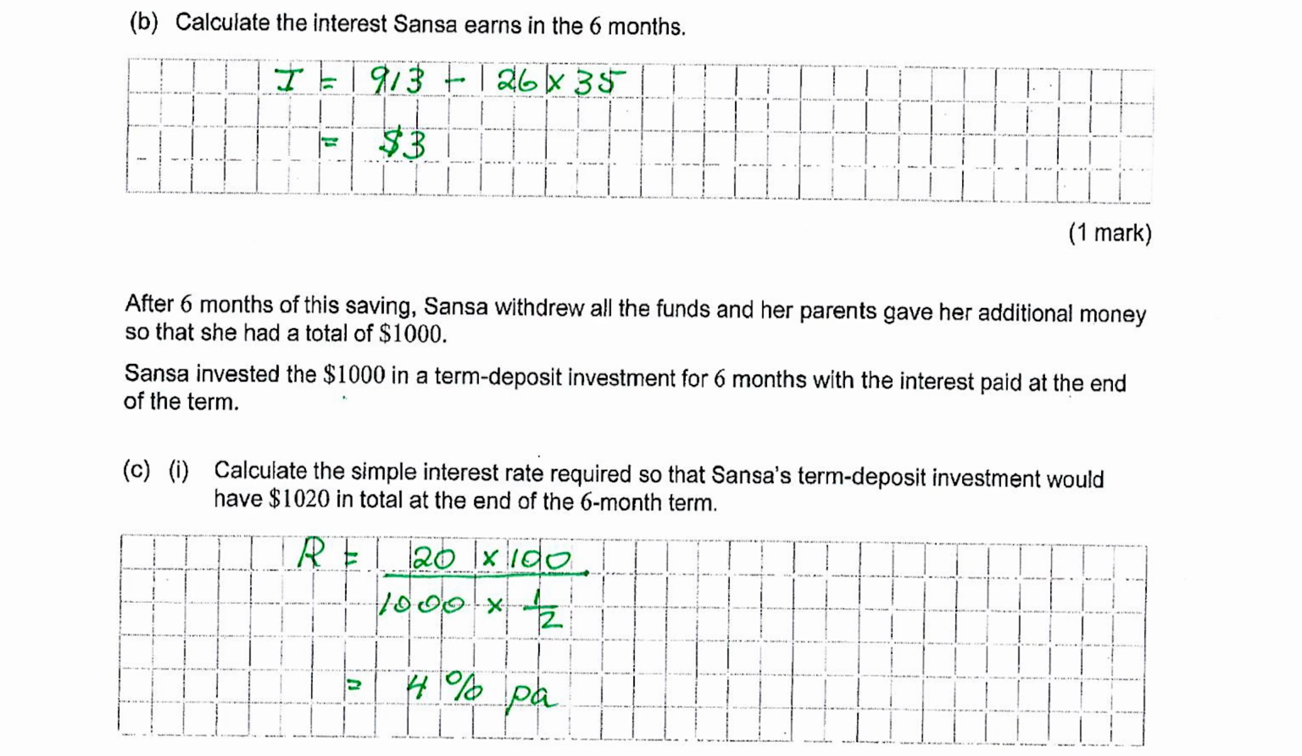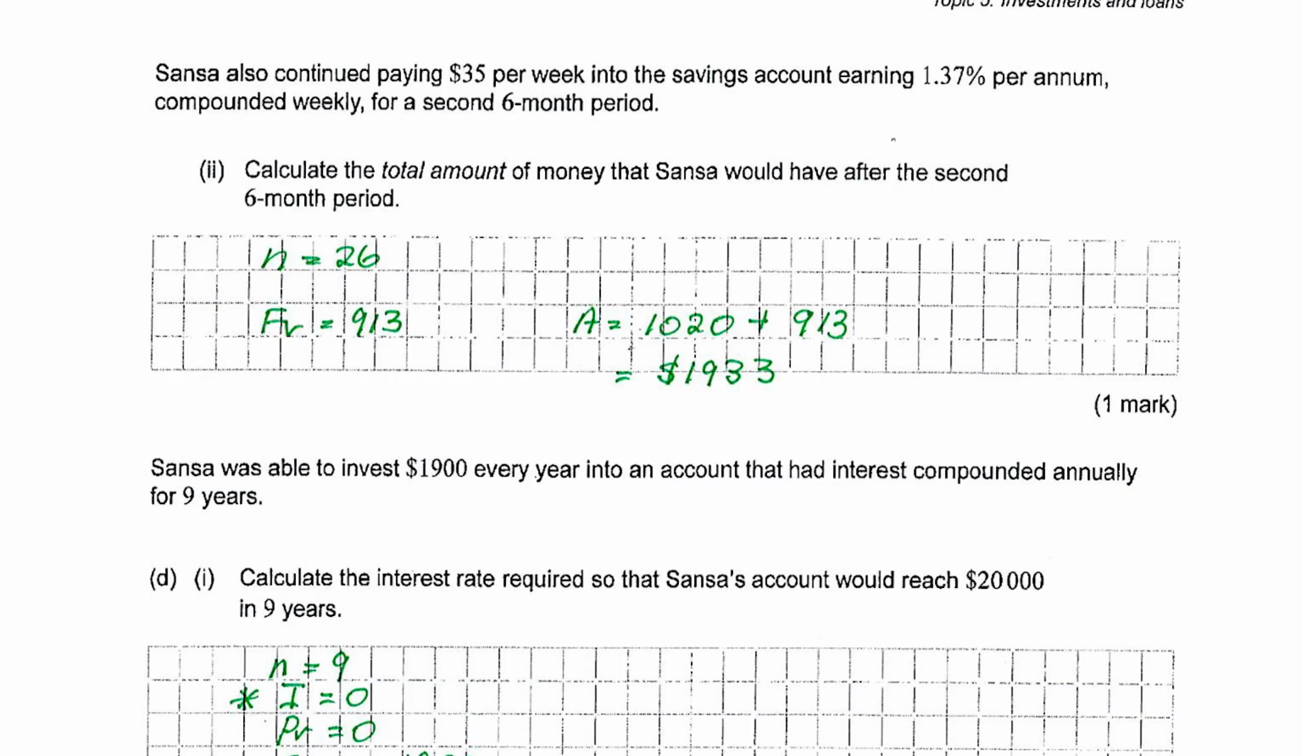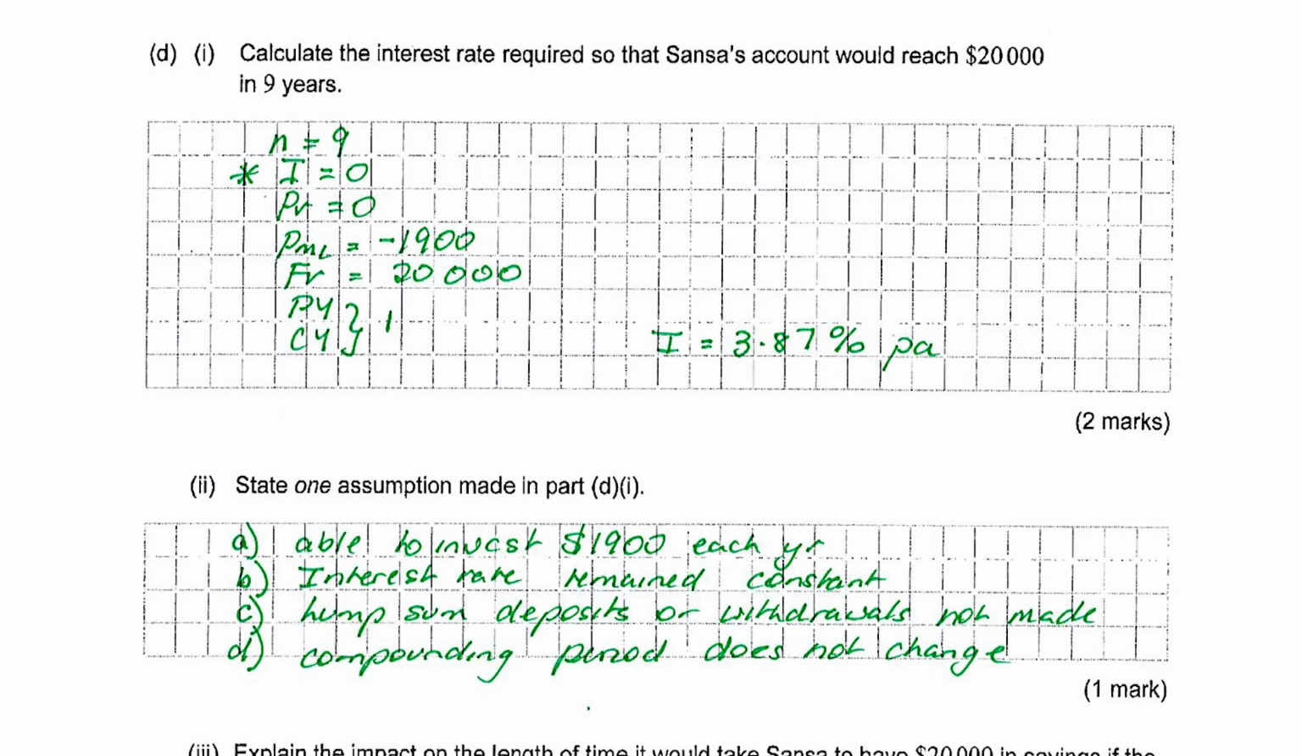Follow through for part 2. So just adding the 913 with the 1,020. Calculating the interest rate required for that, so inputs for that one, or the answer of 3.87 roughly. And then the next part was sort of read together.